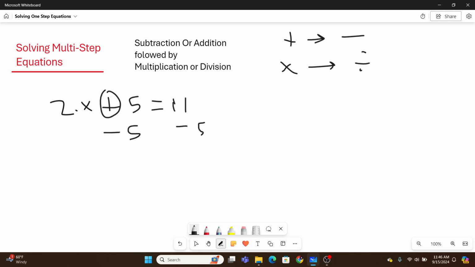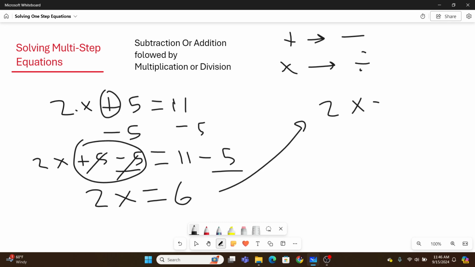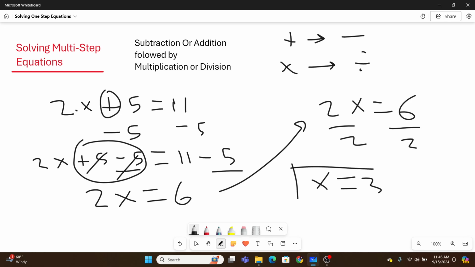So now you subtract 5 from both sides, and you're essentially getting 2x plus 5 minus 5, which is equal to 11 minus 5, because you're subtracting 5 from both sides. And when you simplify this, these two 5's cancel out, because 5 minus 5 is 0. And 11 minus 5 is 6. So now you divide by 2 on both sides. And this gives you x is equal to 3, because 6 divided by 2 is equal to 3.